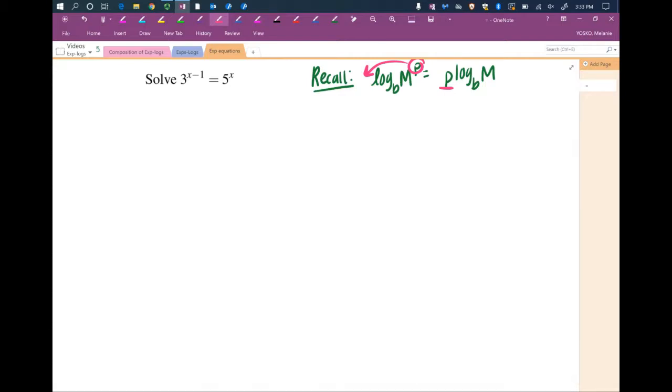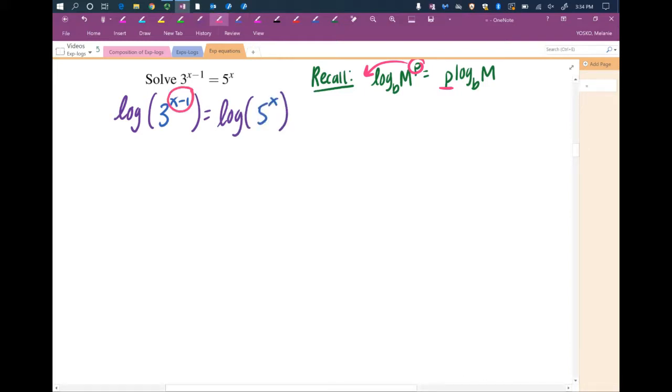So we introduce a log of both sides. I'm going to use log base 10. You could also use log base e. You really could pick any log you wanted. But I'm going to do a log of the left and a log of the right. So the log operates on whatever is on the left-hand side, and it's also going to operate on the right-hand side. Now we can use that property that brings the powers down to the front.